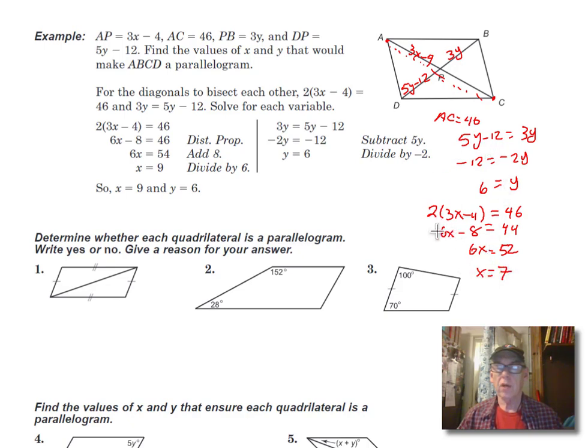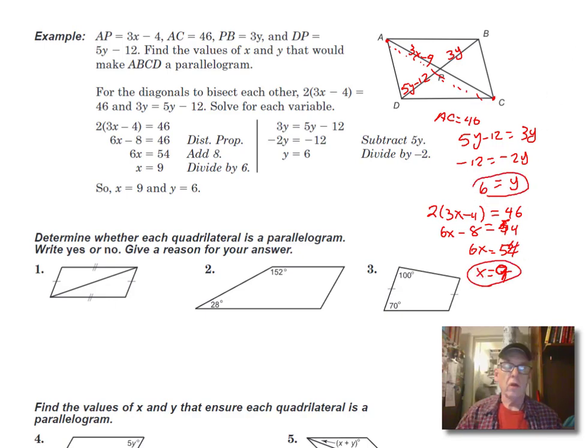Something's off with these computations. Okay, 6x minus 8 equals 46. Add 8 to both sides. 46 and 8 is 54. And 6 times 9 makes 54. So x is equal to 9. Find out what y is. We already found out y was equal to 6. And x was equal to 9.